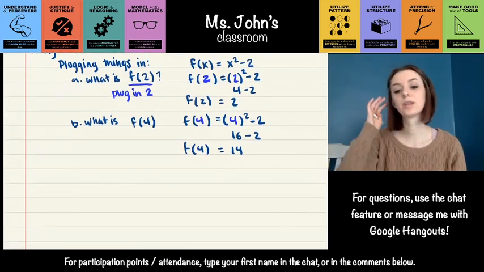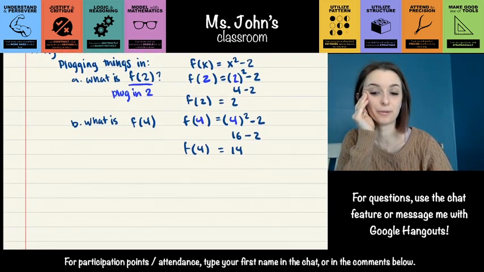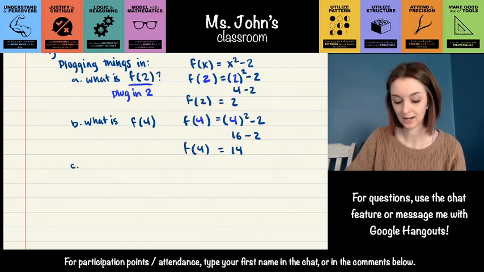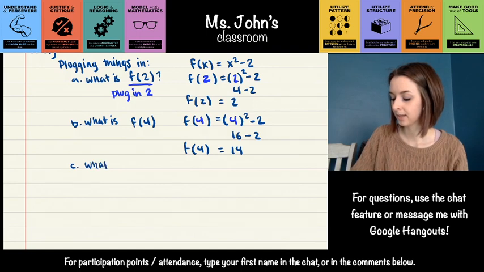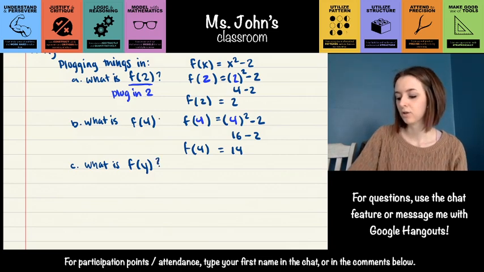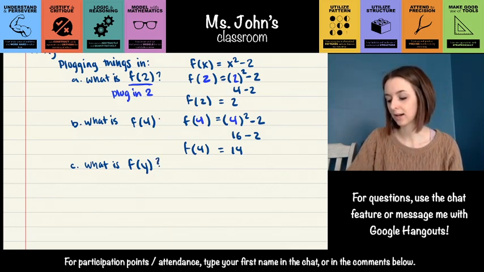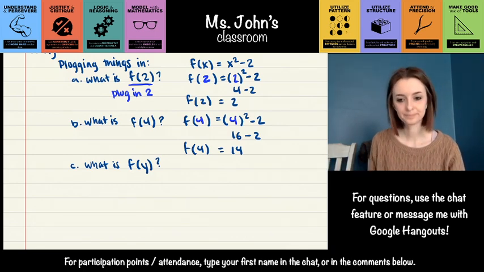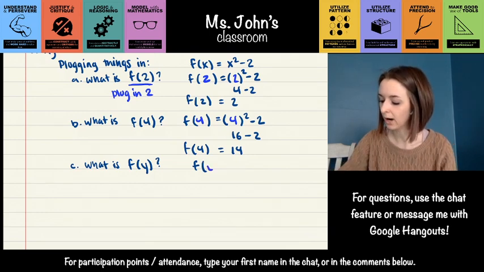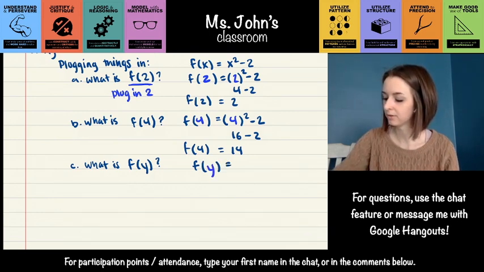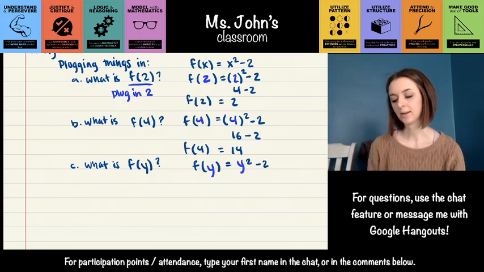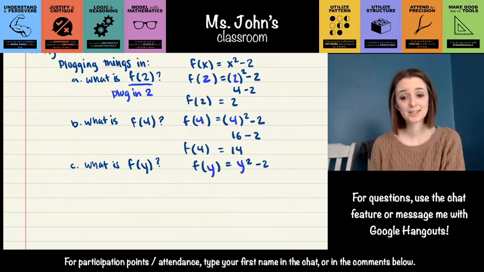Really quickly, you can also do this with letters if you want to replace a variable. I don't know why they would do this, but it could happen. I've seen it happen and I can't remember what the context was, but if it says something like, what is f of y instead of x? You do the same thing, except you can't actually calculate that. You just replace the variable with y. You just change out the variable. So f of y would equal just y squared minus 2. You wouldn't have to do any calculations there because you can't.